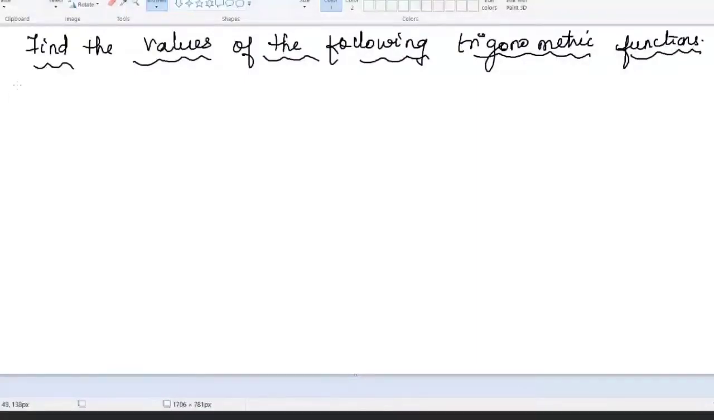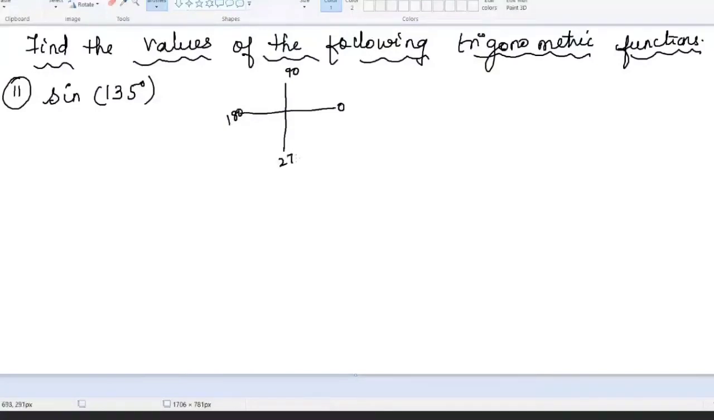Okay, let us continue with that number. 11th one: sine 135 degree. Now, first you understand where 135 is. So first understand this is 0, 90, 180, this is 270 and coming back to 360. Now 135 means, first please understand, then write. First you need to understand which quadrant it belongs to. 135 is lying inside this, where I have put a dot.